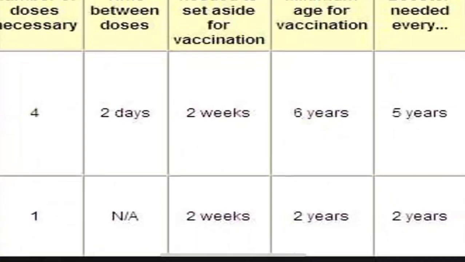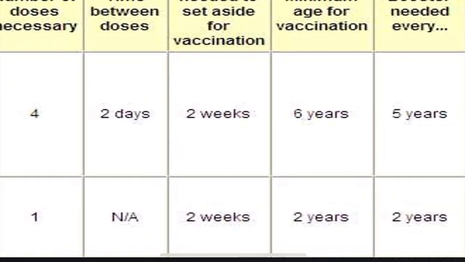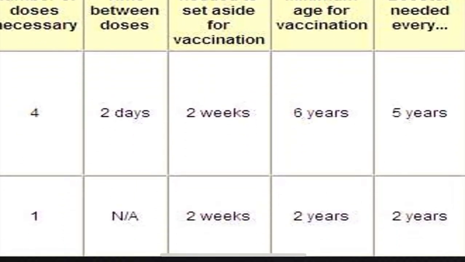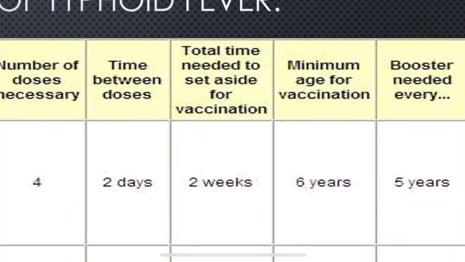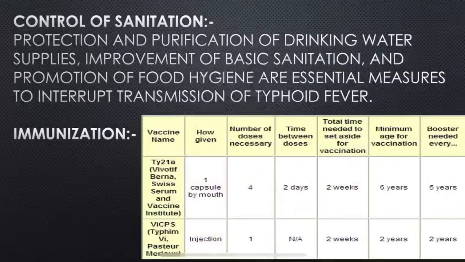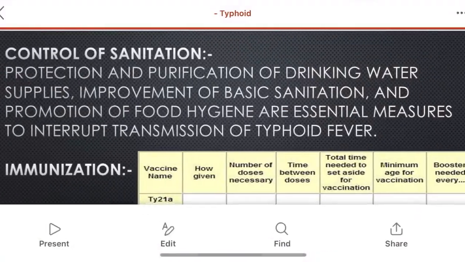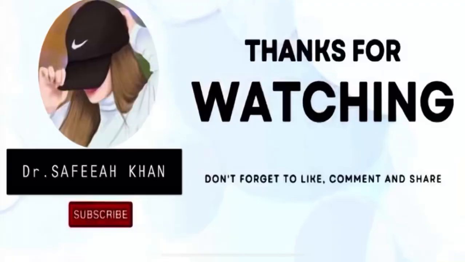Now when you see here, 1 dose is given. The total time is 2 weeks. Minimum age 2 years. Booster dose again every 2 years. Is it clear? So with this we come to an end of the session on typhoid fever.